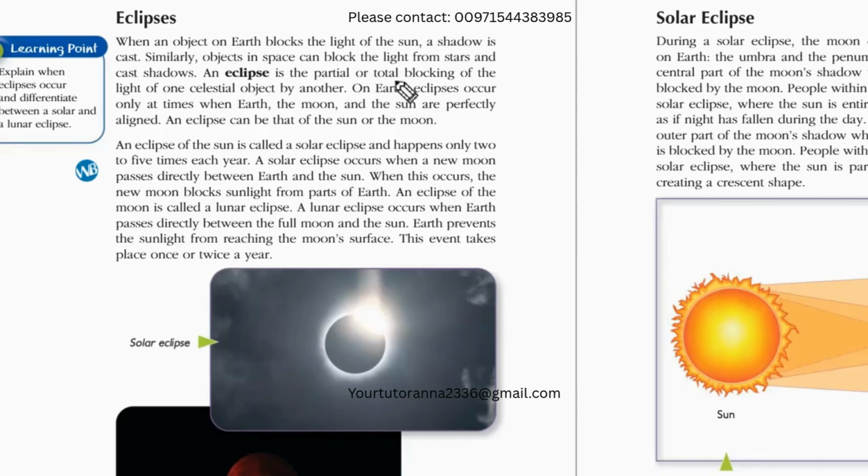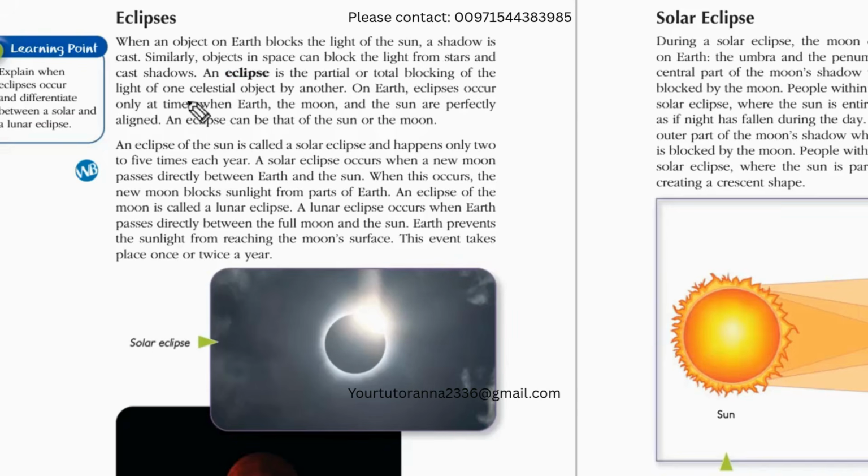An eclipse is a partial or total blocking of the light of one celestial object by another. Now, for example, there is the sun. If the moon is blocking the light of it, or the earth is blocking the light of it, that is called an eclipse. Okay? I just gave an example. Let's see what it really is.